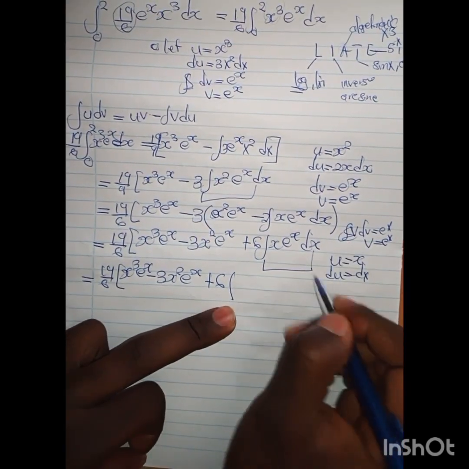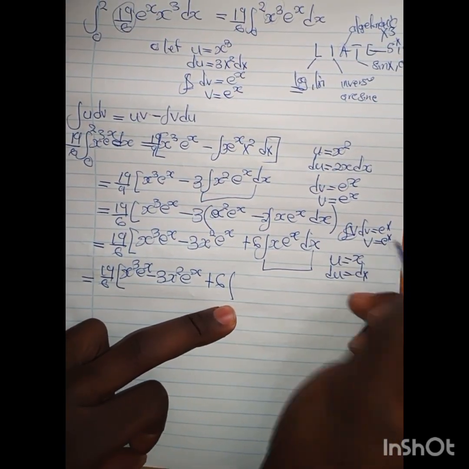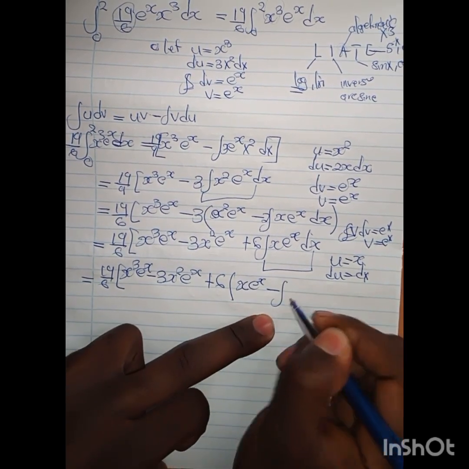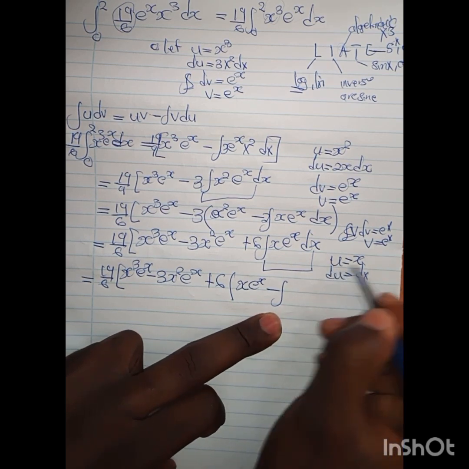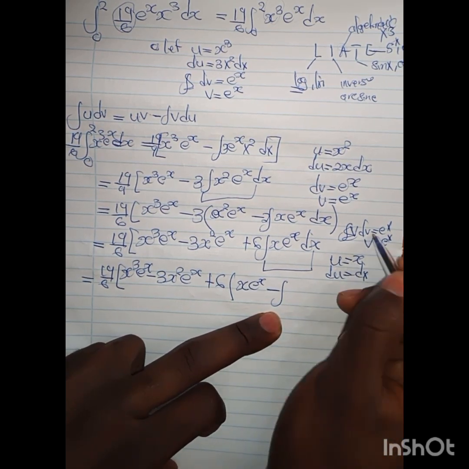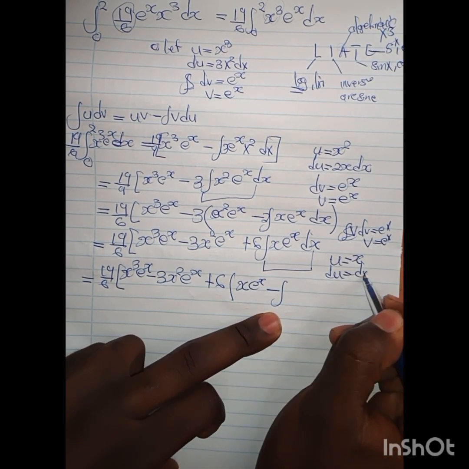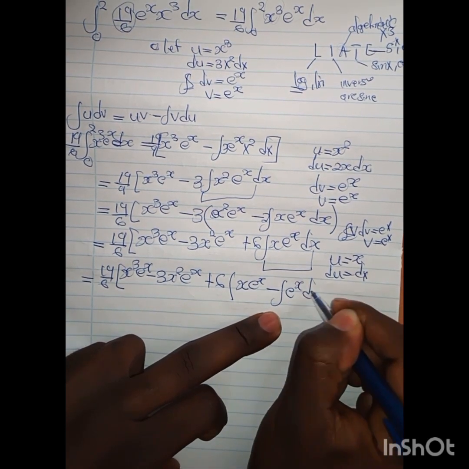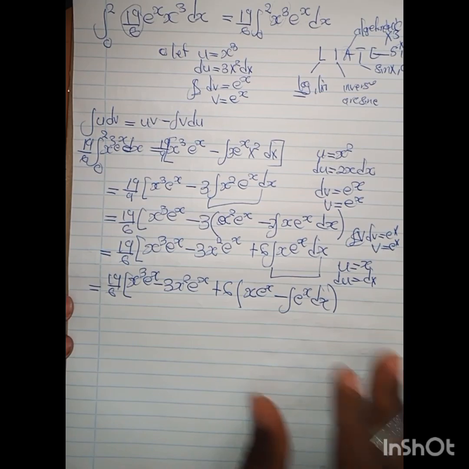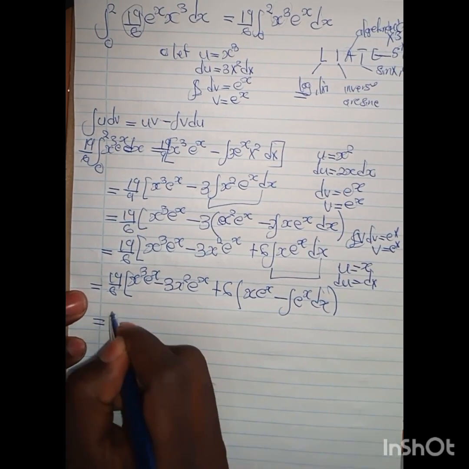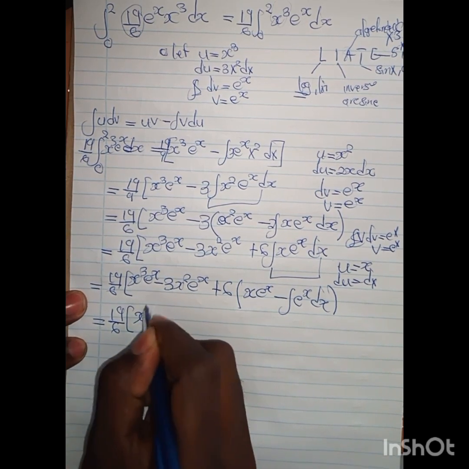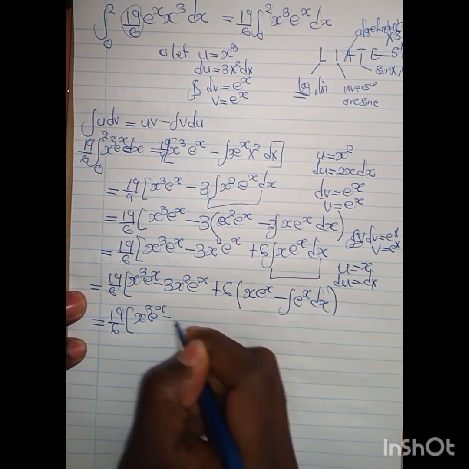So we have uv, our u is x, our v is e to the x, so we have x e to the x minus the integral of v du. What is our v? It's e to the x, and du is equal to dx, which means that this time around we have e to the x dx, close bracket.